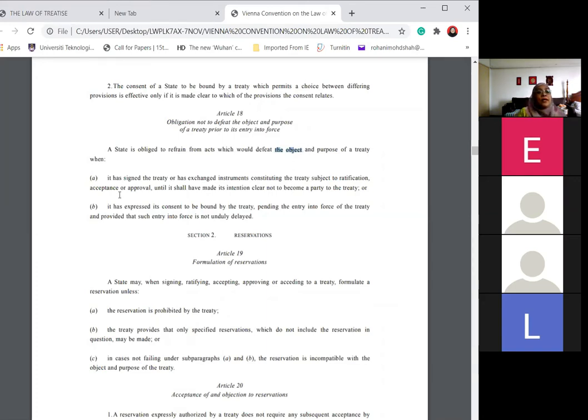So it has signed the treaty and exchanged the instruments, but unless it shall have made its intention clear not to become a party to the treaty.